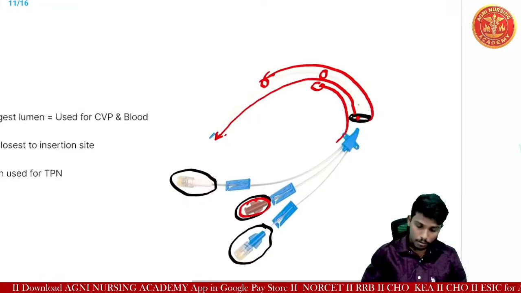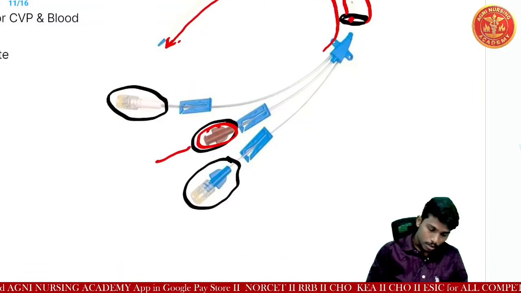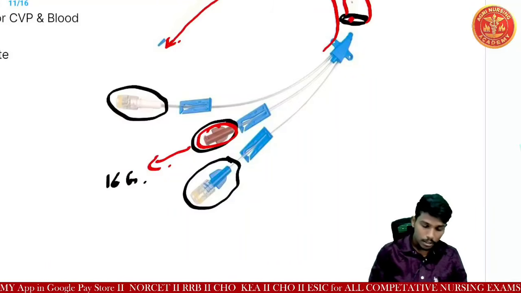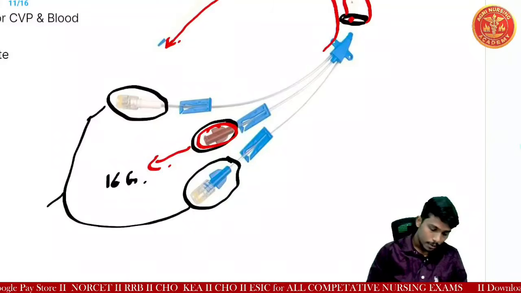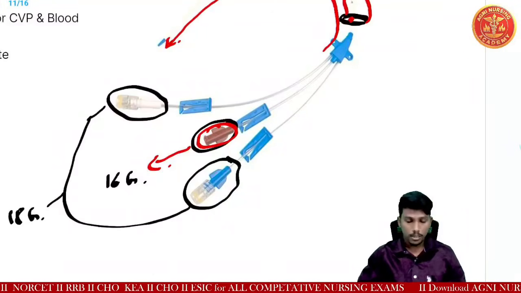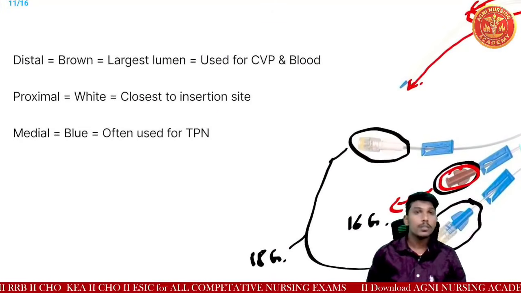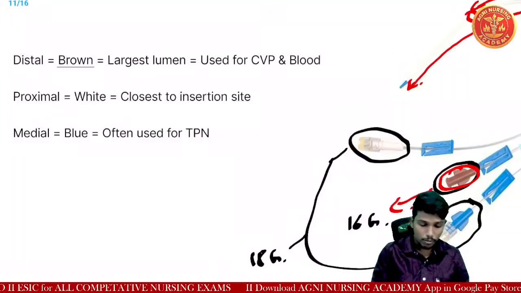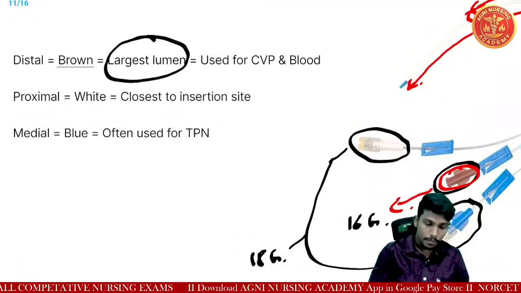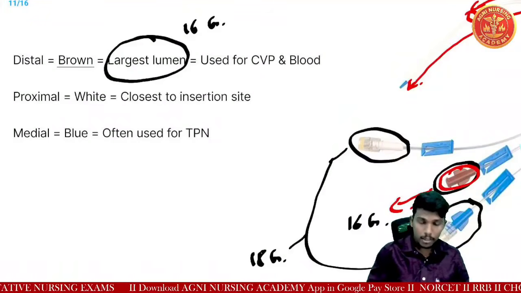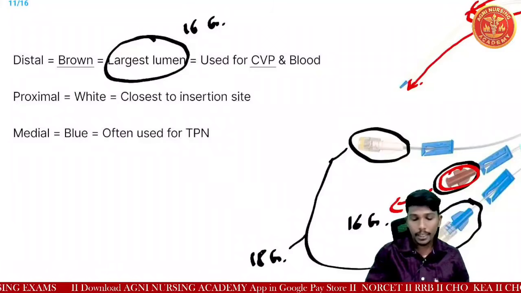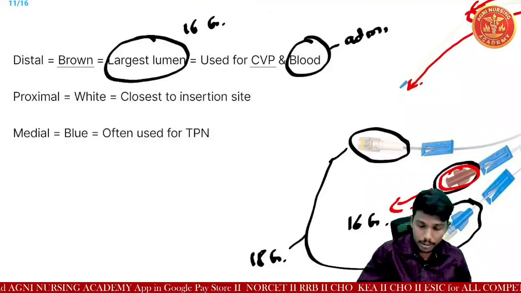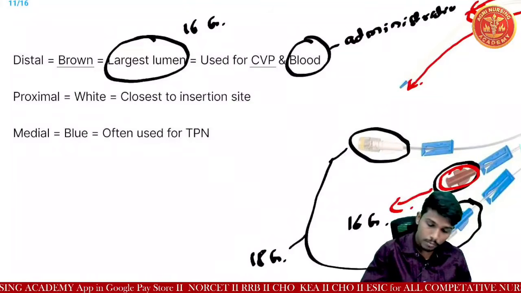Then coming to one more thing, that is this brown is there, na? This is 16 gauge. Okay, and this white and blue are 18 gauge. Okay, size of the catheter. Then coming to the points, distal one, I told you, distal one is brown color, and this is the largest lumen. I told this is the largest lumen and 16 gauge. This is used for the CVP monitoring and blood administration. Okay, don't confuse it. Okay, blood administration.